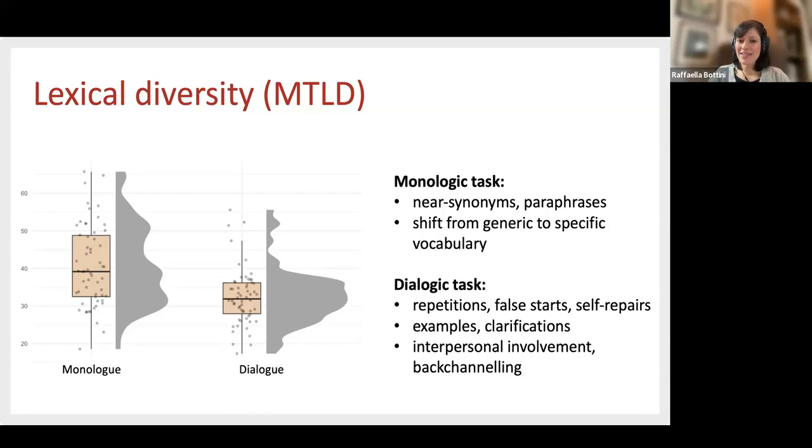Because in this case, it looks like a more effective interaction in dialogic task is actually characterized by more repetitions, because it's a type of interaction that takes into account our interlocutor's needs. So probably we need to shift a little bit the interpretation of lexical complexity scores, and we need to highlight these features of vocabulary to our learners.